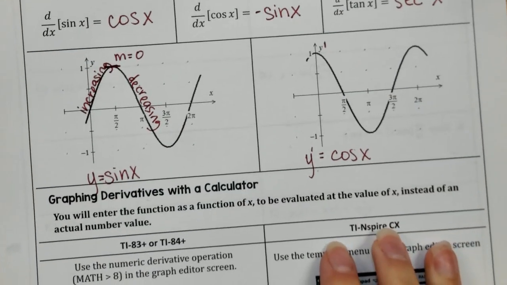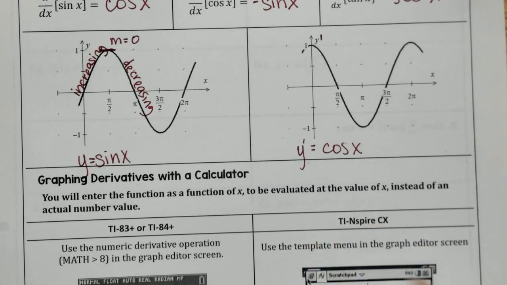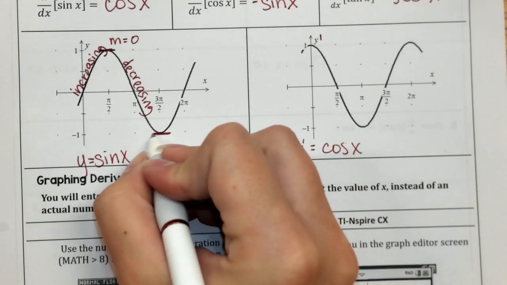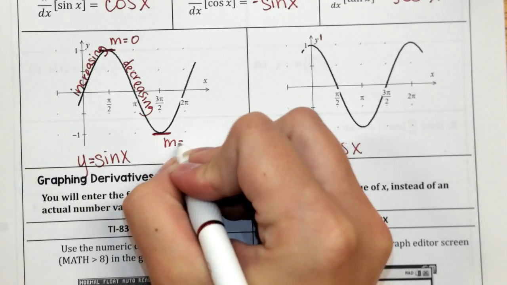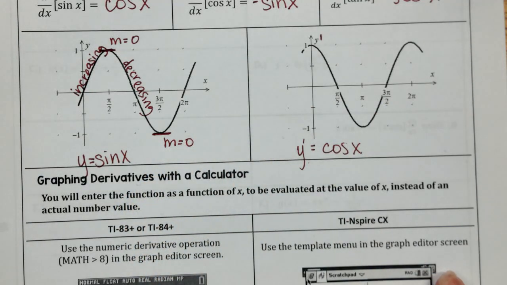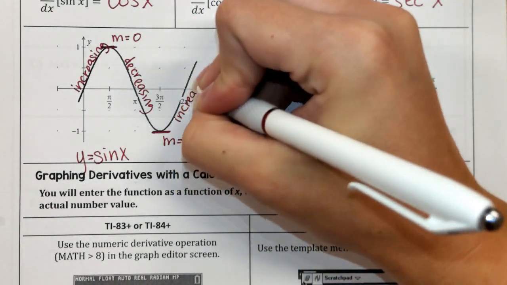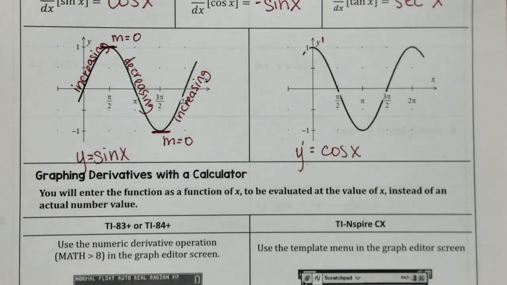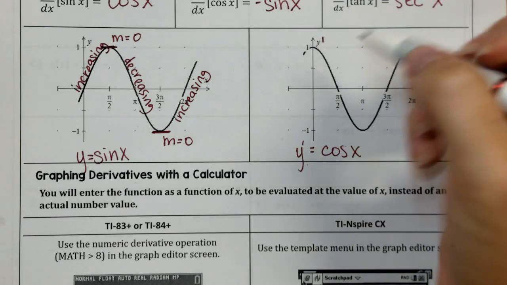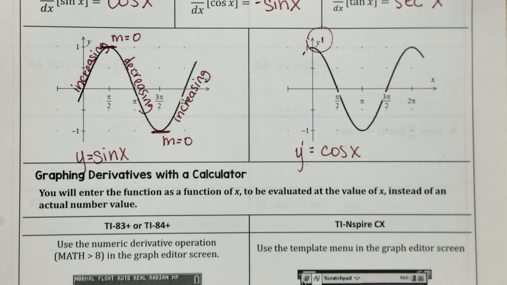Until I get to my relative minimum, where my slope is what? 0. And then I'm going to switch back, and I'm going to move to increasing. Okay? So remember, when we're taking the derivative, what are we finding? The slope of the tangent line. Okay. So right here, on this one is my y prime, which represents the slope of the tangent line.